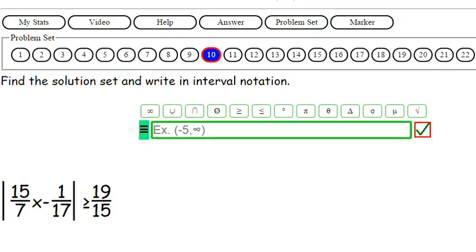Alright, so let's write this down. We got 15 over 7x minus 1 over 17 is greater than or equal to 19 over 15. So really, basically what's going on with these last two problems is all about dealing with fractions. Maybe you don't have your fractions completely down. This might help out.